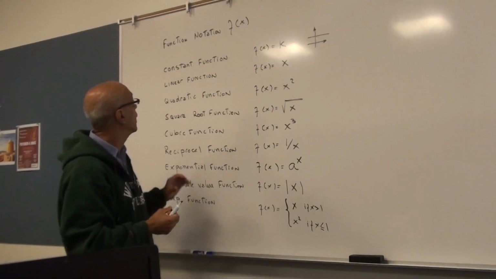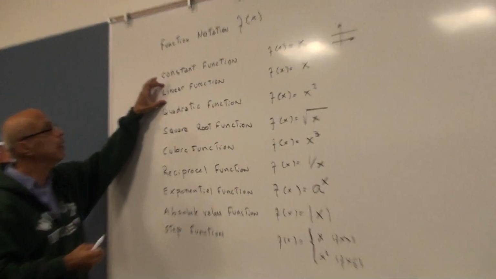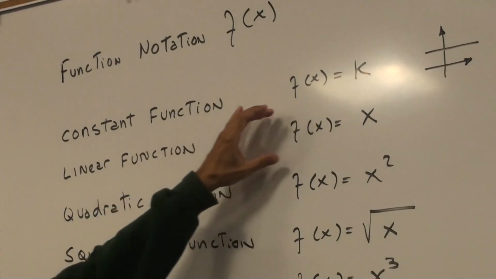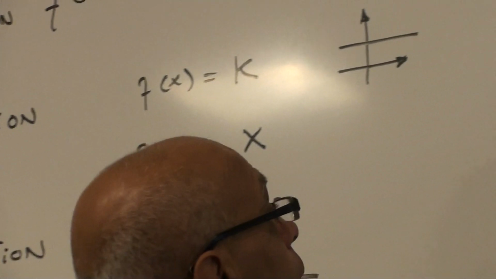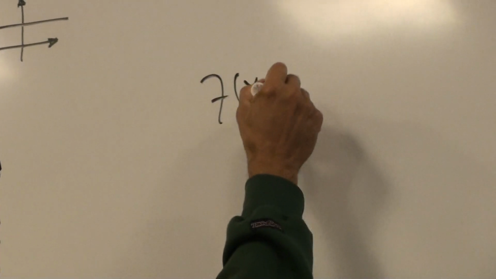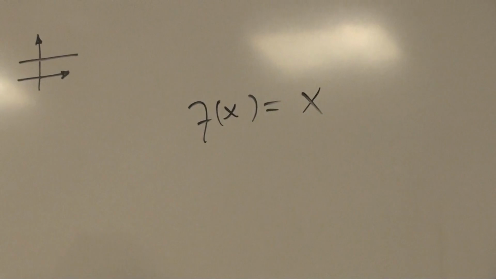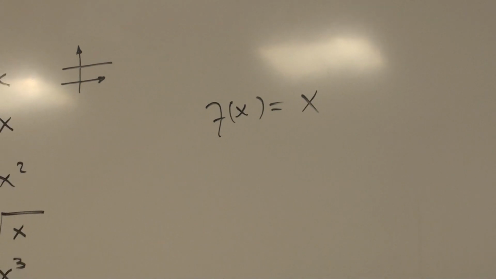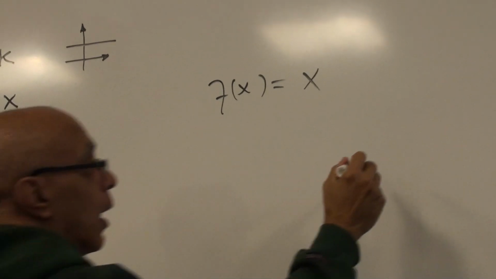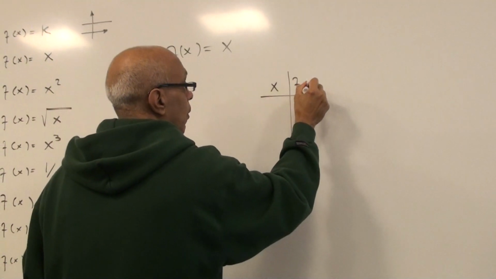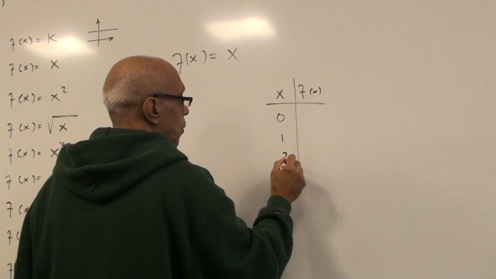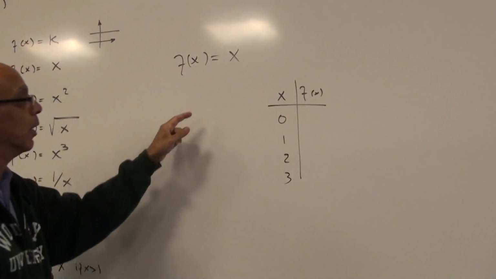And so let's go to the next one. The next one is the linear function. So this is the simplest example of a linear function. F of x equals x, okay? F of x equals x. So let's do the table again, right? So x and then f of x and then 0, 1, 2, and 3. And let's see what happens.